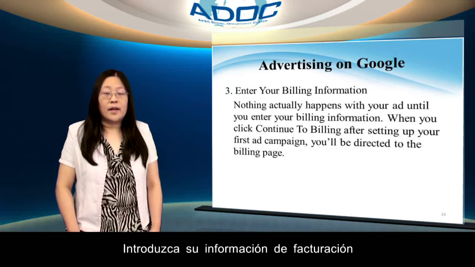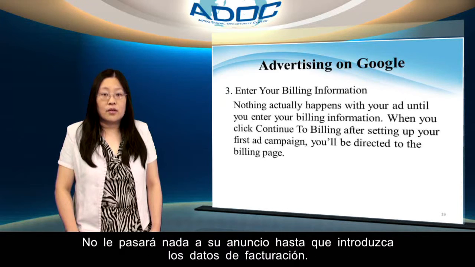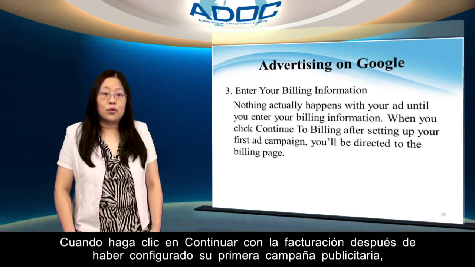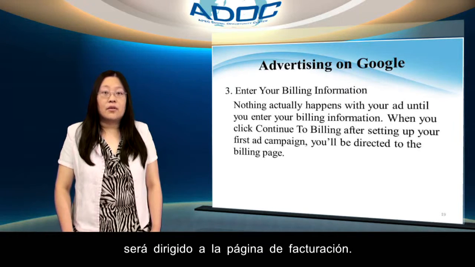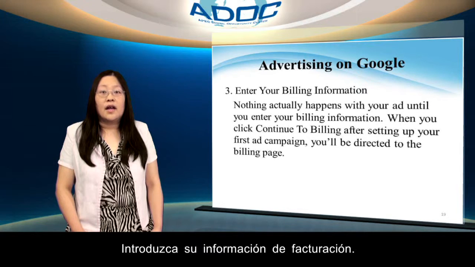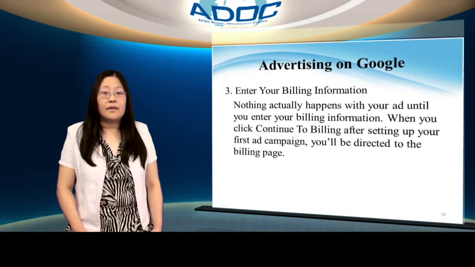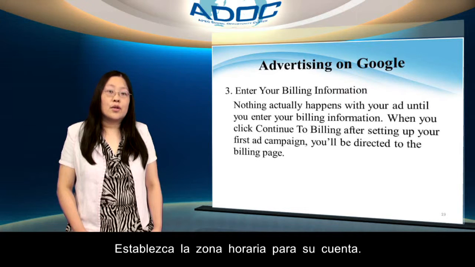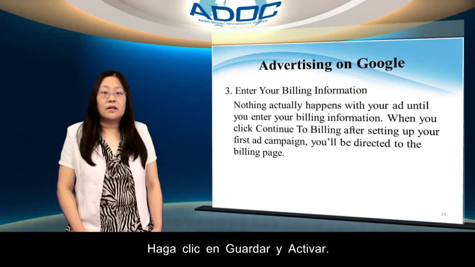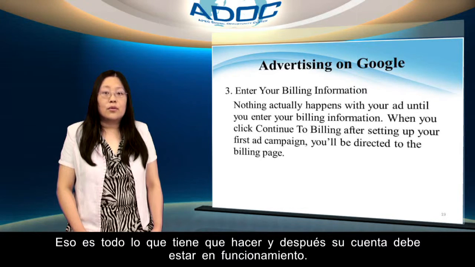Enter your billing information. Nothing actually happens with your ad until you enter your billing information. When you click Continue to Billing after setting up your first ad campaign, you'll be directed to the billing page. Here's what you do. Enter your billing information. Set a time zone for your account. Agree to the AdWords terms and conditions. Click Save and Activate. That's all you need to do. Your account should be up and running.